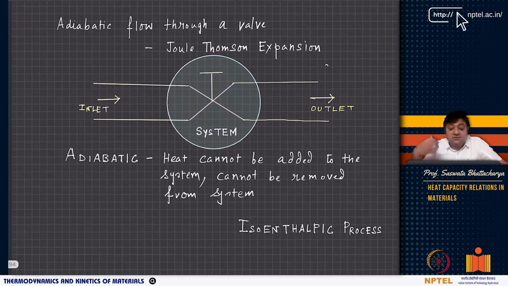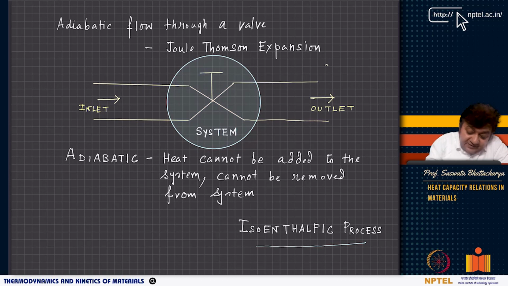Okay, now I'll go through another very interesting observation that again can be explained from the first law and from the knowledge of Cp, Cv and enthalpy. We will look at adiabatic flow through a valve, and this becomes very important for real gases, because this Joule-Thomson expansion is used for refrigeration. It is this process, called the isoenthalpic process. We know about isovolume, isobaric, isothermal. Isoenthalpic means the enthalpy remains the same.